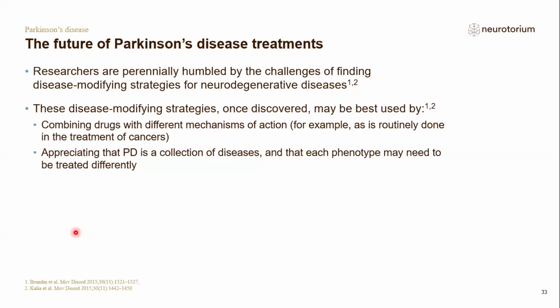And we also need to appreciate that Parkinson's disease is a collection of diseases, each with a different phenotype, and maybe it needs to be treated differently, okay? Because you've seen that someone can have Parkinson's disease because they have a mutation in the alpha-synuclein gene or in the GBA1 gene, or even all the others, the LRRK2 gene. So we need maybe to think differently when we are thinking about treatment modalities within Parkinson's disease.